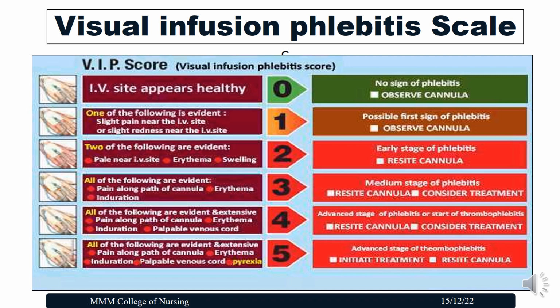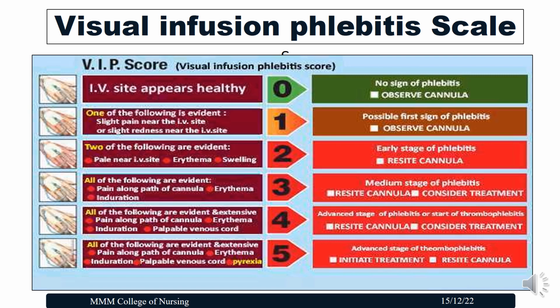The grading starts from 0 to 5. Grade 0 indicates the IV site appears healthy, there are no signs of phlebitis. The nurse's responsibility is to keep on observing the cannula site. Grade 1 shows that one of the following is evident: slight pain near the IV site or slight redness near the IV site. Any one sign present indicates grade 1. This is a possible first sign of phlebitis, and the nurse's responsibility is to observe the cannula.